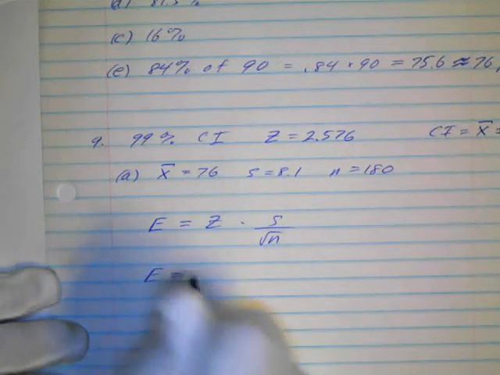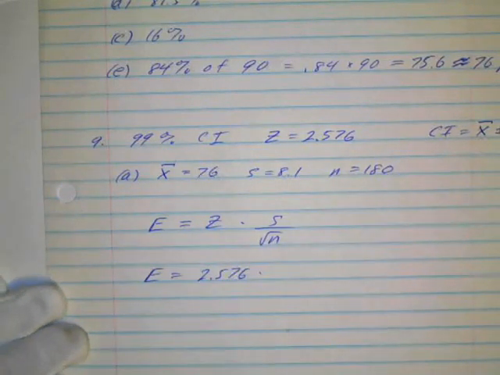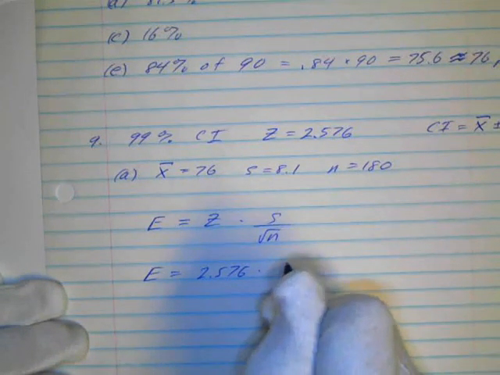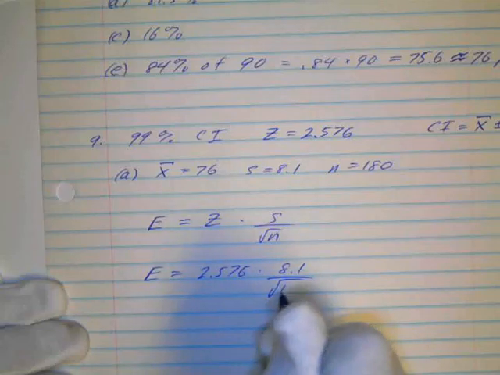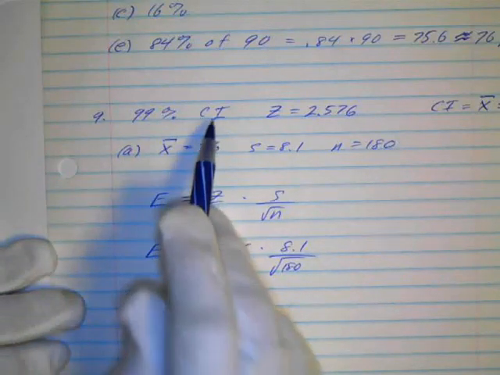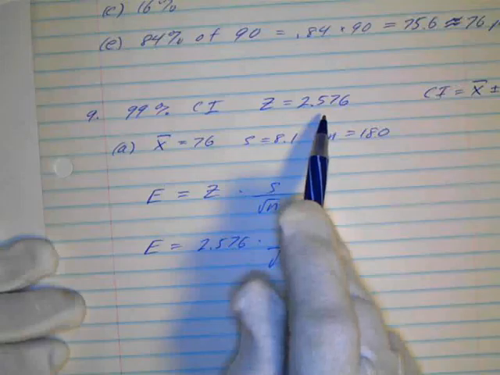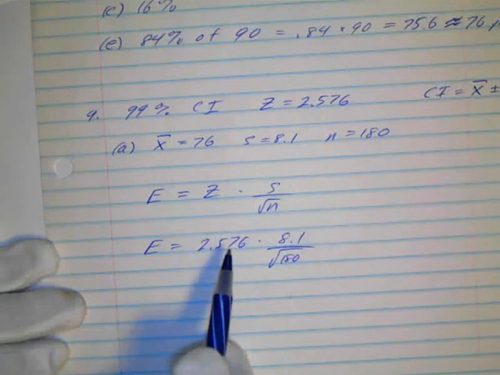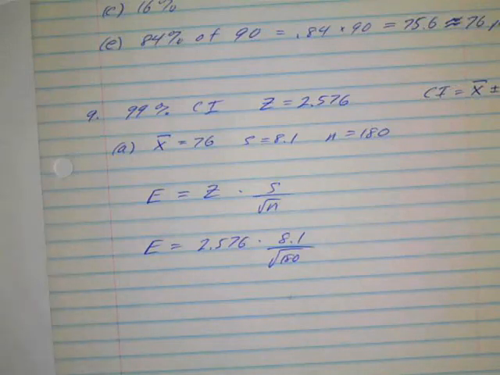So in this case, my error is going to be z, which is going to be, since it's a 99%, 2.576 times s, and s was 8.1, divided by the square root of n, so that's going to be the square root of 180. And we just put that on a calculator and figure out what our error is. Now remember, if it was a 95% confidence interval, everything would be the same except z would be 1.96. If it was a 90%, everything would be the same except z would be 1.645. That's all. Then you just put your data in, then you calculate it out.